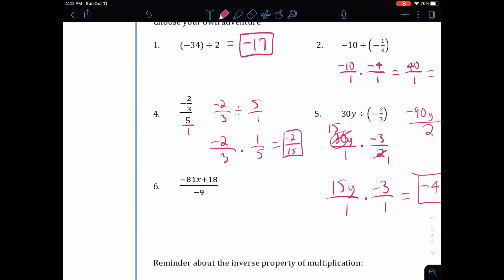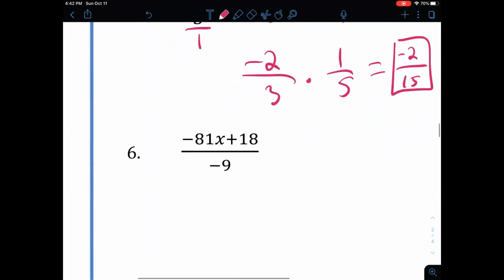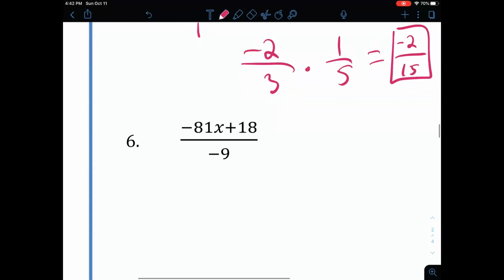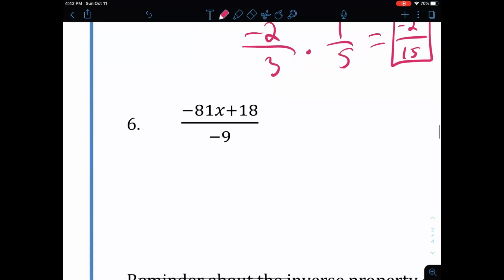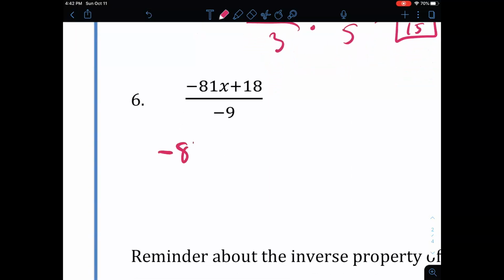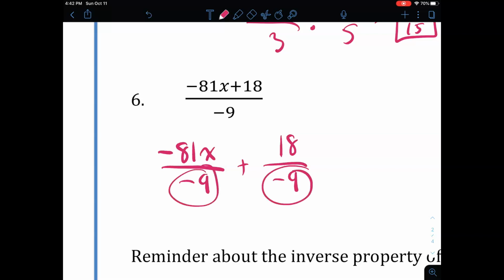All right, number 6, negative 81x plus 18 all over negative 9. Well, a property of fractions is that if you have 2 terms, remember the terms are separated by addition signs, 2 terms in the numerator over the same denominator, you can split them up. So I'm going to split this up into negative 81x over negative 9 plus 18 over negative 9. It also goes the other direction. If you have the same denominator, you can combine these into this top part right here if you wanted to.